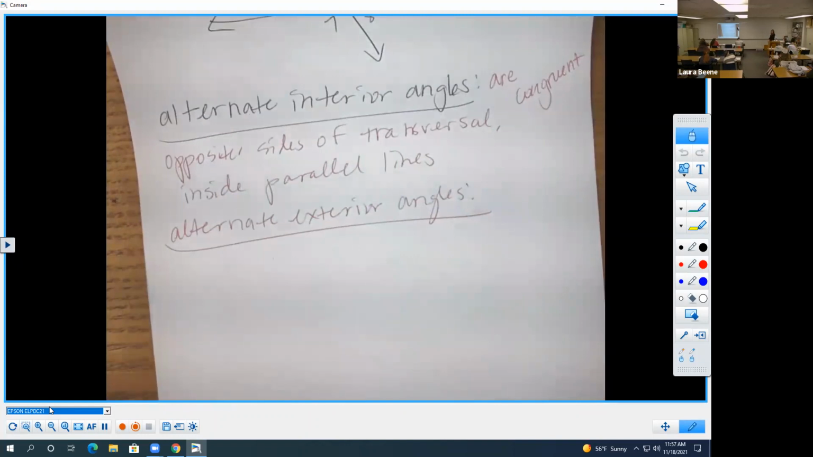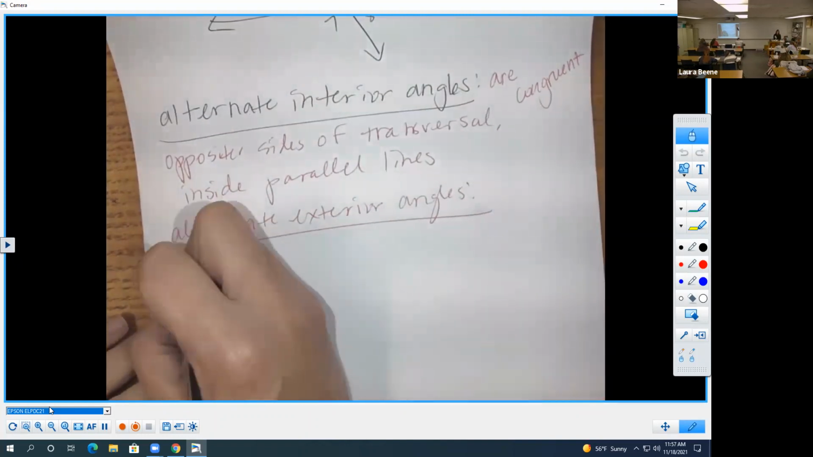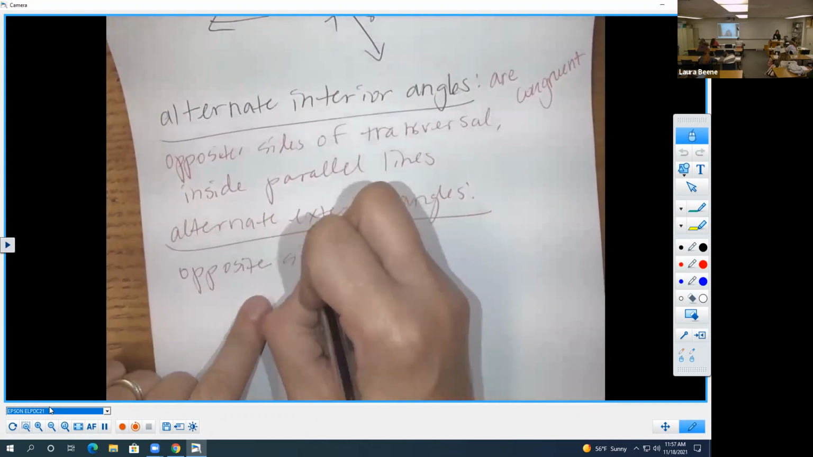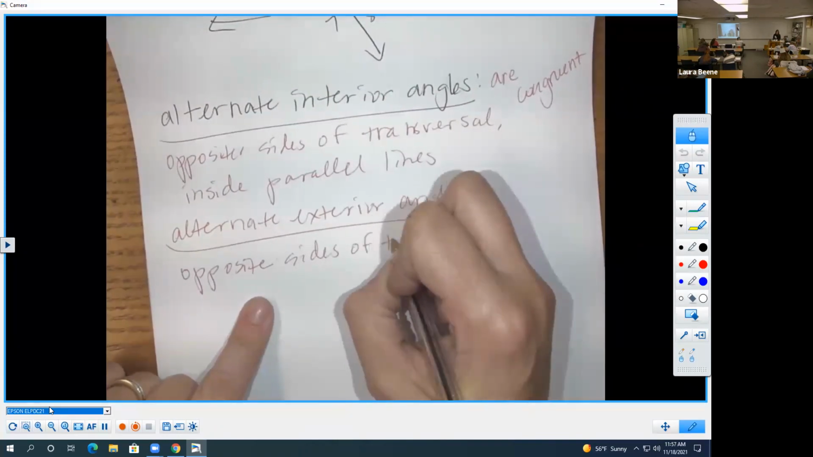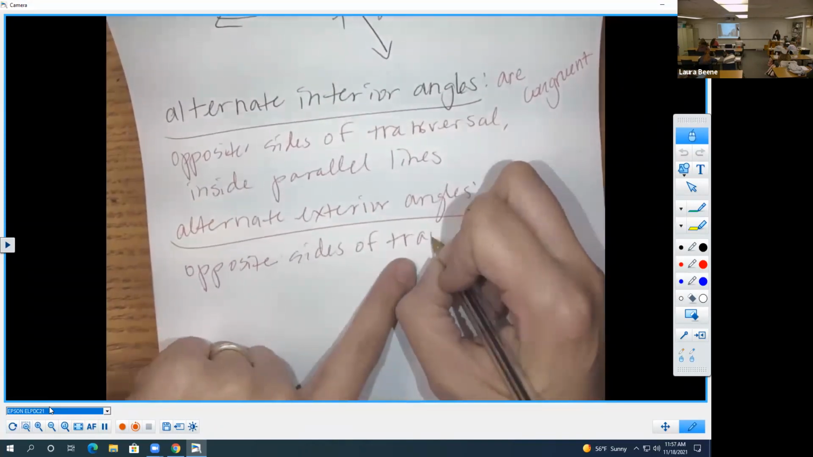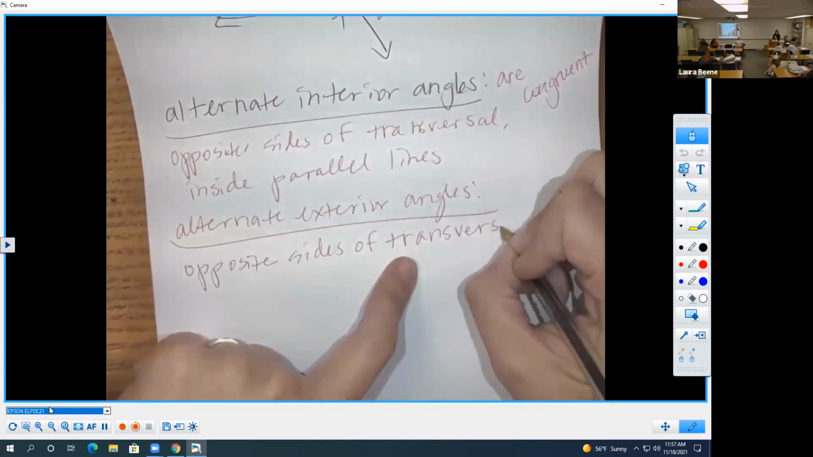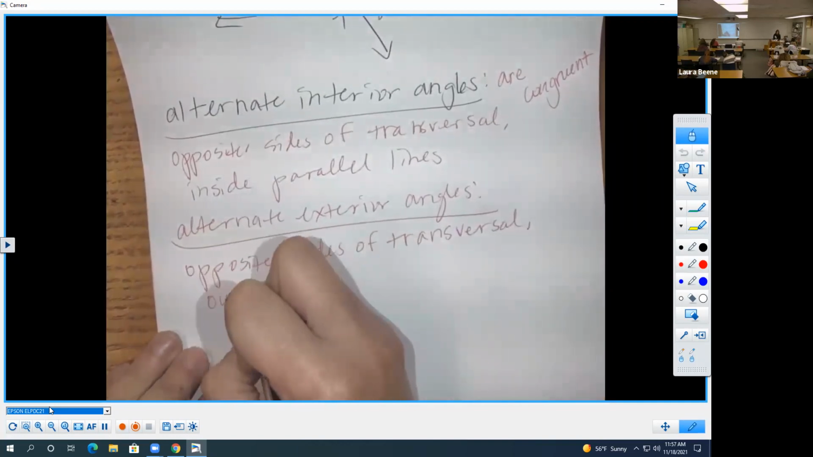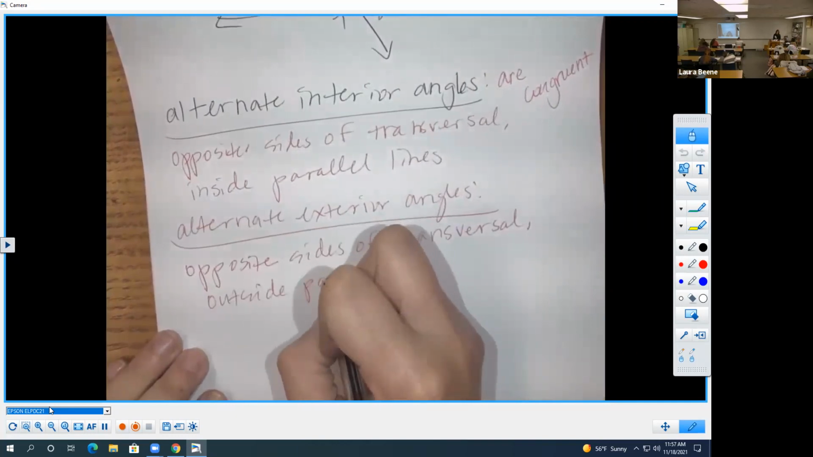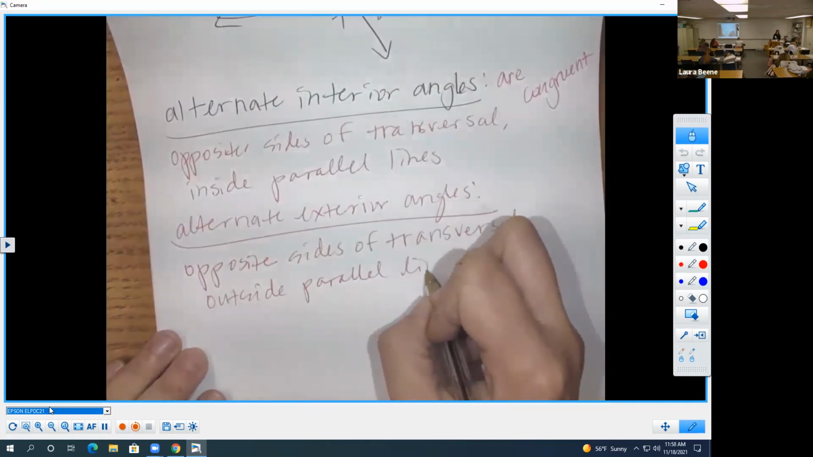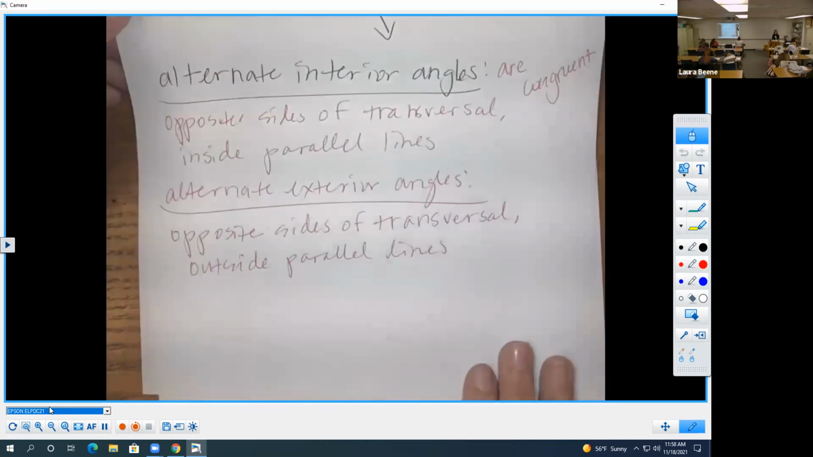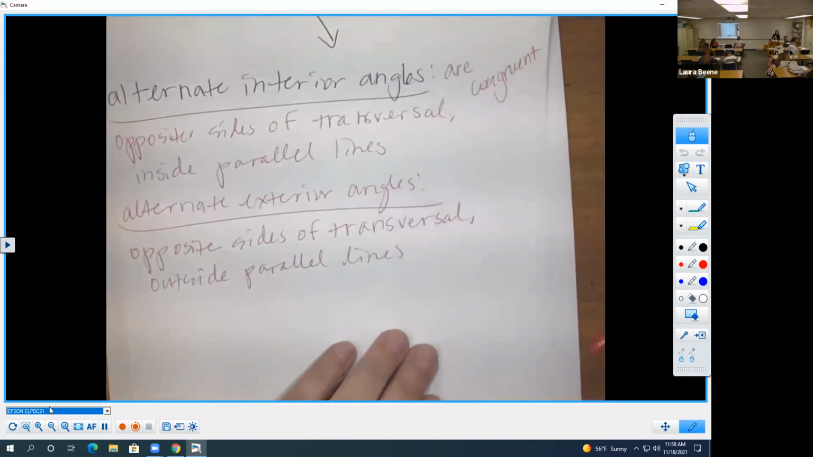Okay, so they're still alternating across the transversal. So they're still on opposite sides of the transversal. What does exterior mean? Yeah, outside of the parallel lines. So they have to be on opposite sides of the transversal and outside your parallel lines. Would that be 1 and 8 and 2 and 7 on this? Great job. So finish writing the definition. These are also congruent.